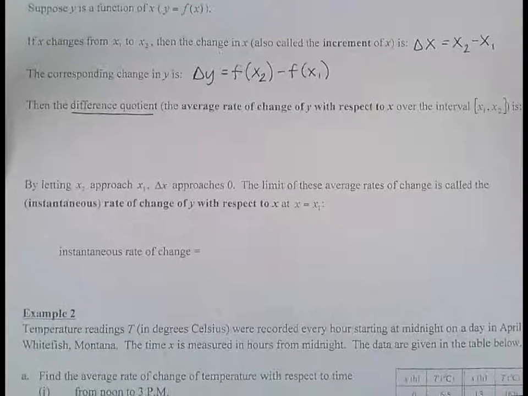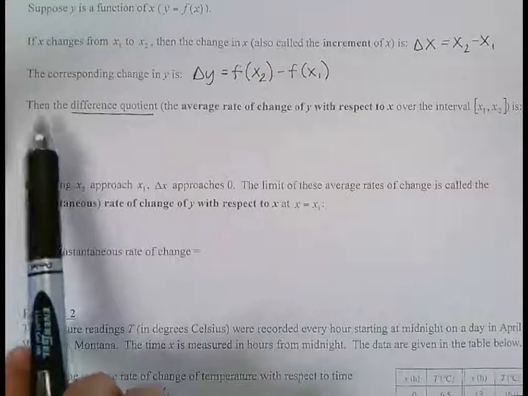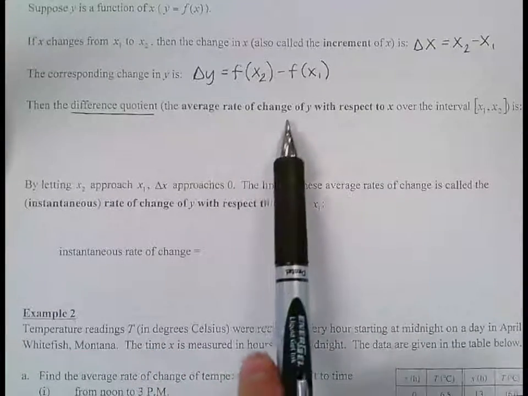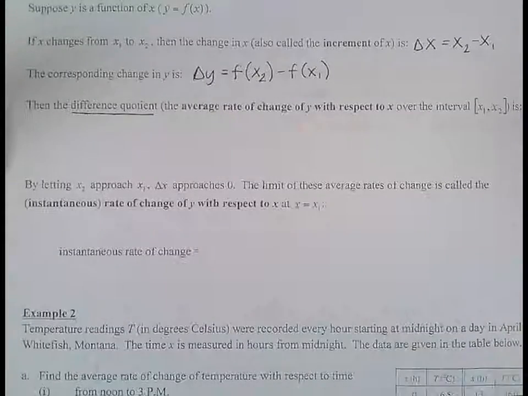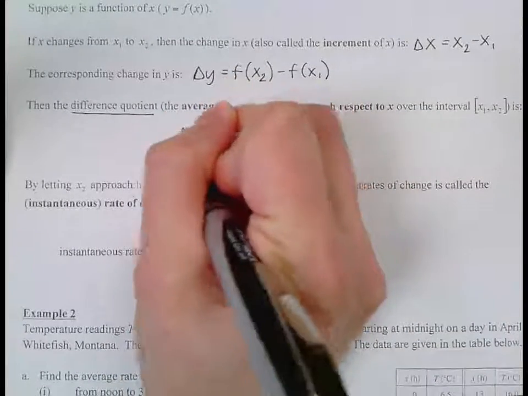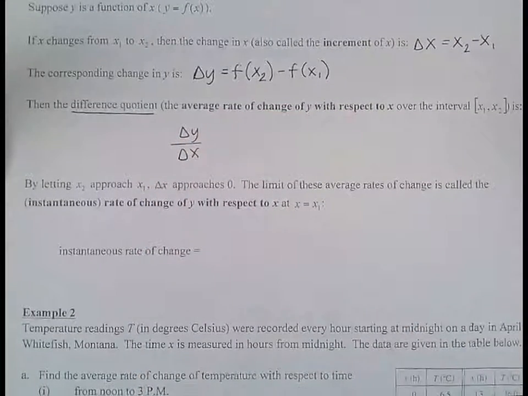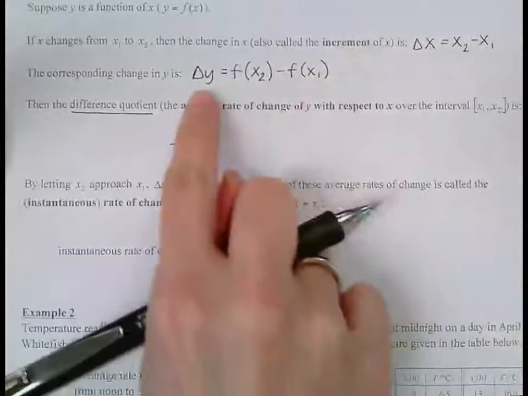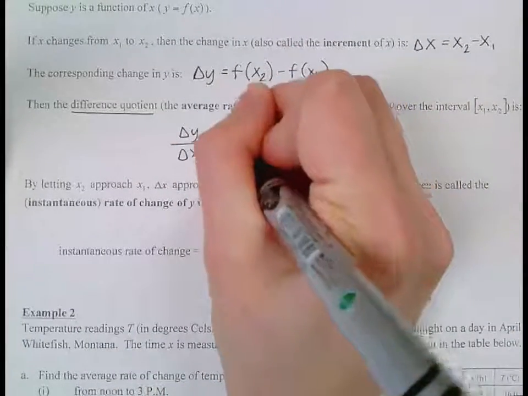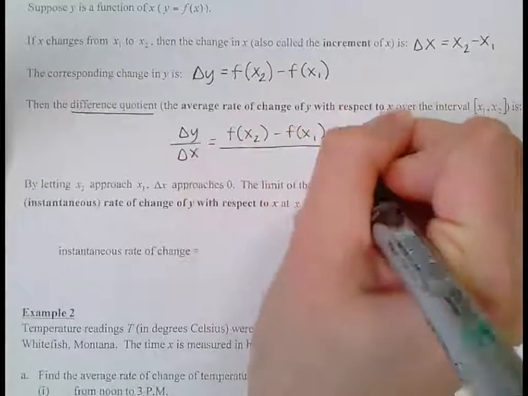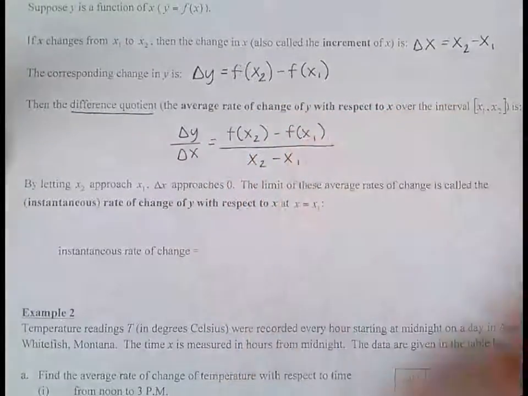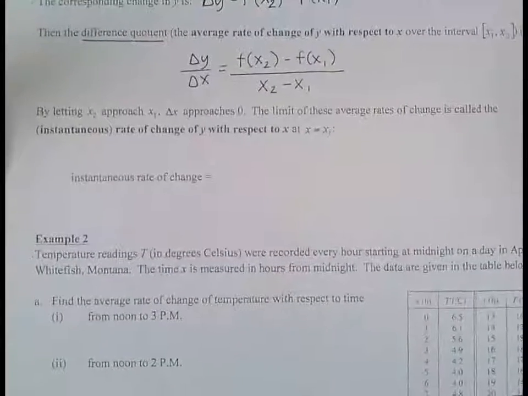All right, so you might hear difference quotient come up, but the difference quotient, which is the average rate of change of y with respect to x over the interval from x sub 1 to x sub 2, would be just your change in y over change in x. So how we defined change in y and change in x above, f of x sub 2 minus f of x sub 1 over x sub 2 minus x sub 1 is how that would be calculated.